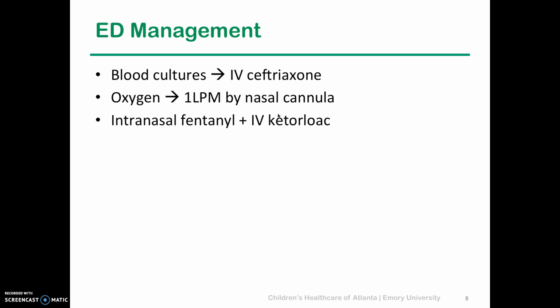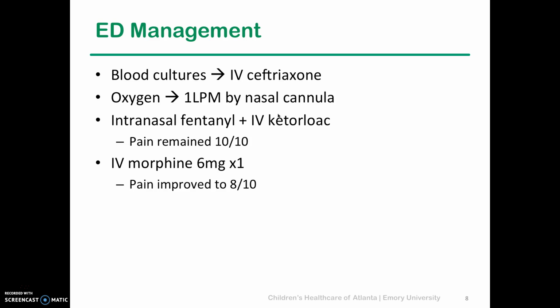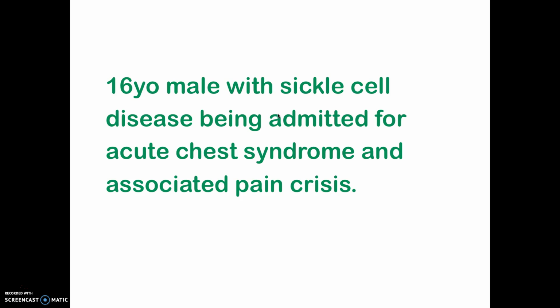He was started on IV antibiotics, also given oxygen for his hypoxia. For the pain, per protocol, he was given intranasal fentanyl and IV ketorolac. However, his pain remained a 10 out of 10, and thus morphine at 0.1 milligrams per kilogram was ordered, and the patient's pain improved to 8 out of 10. So in review, we have a 16-year-old male with sickle cell disease now being admitted to the hospital for acute chest syndrome and associated pain crisis.